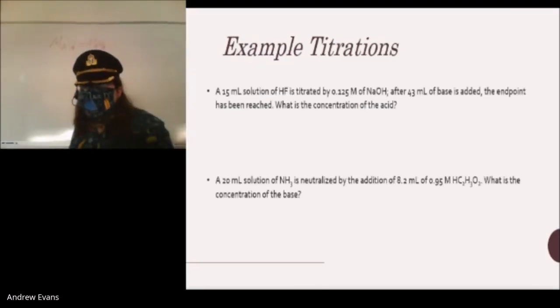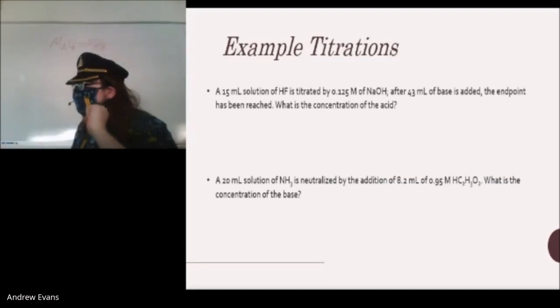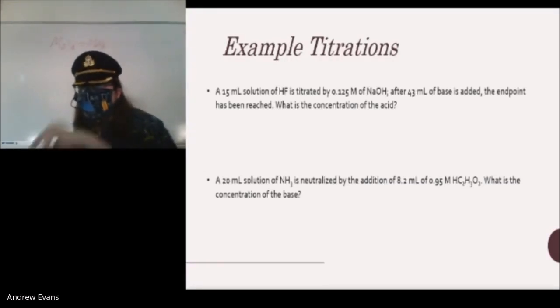A 15 mL solution of HF is titrated with 0.125 molar NaOH. After 43 mL of base, the end point has been reached. Ideally, in a perfect world, you'll know that HF is the acid because it donates the proton, and NaOH is the base because it has the hydroxide. But even if we didn't know which one is which, let's use context to put these together.